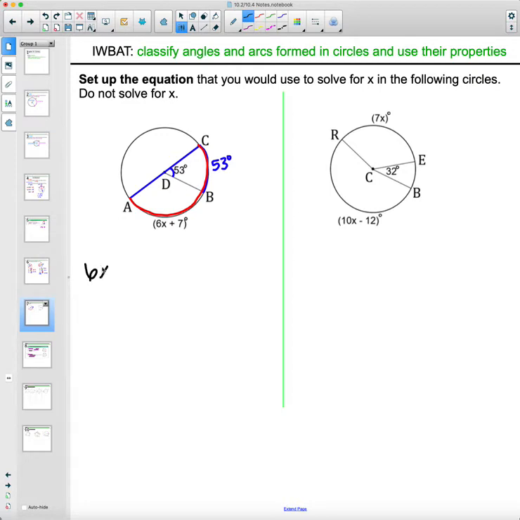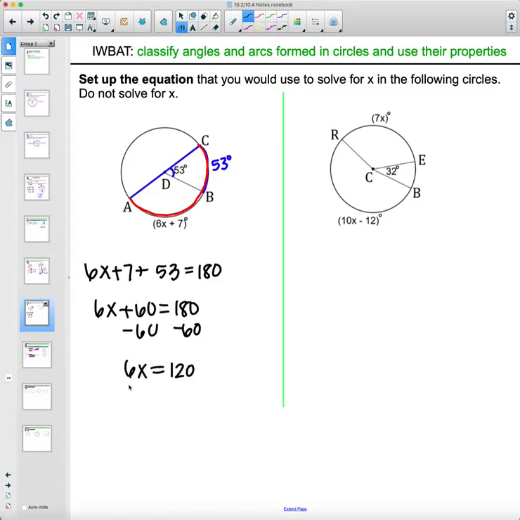Okay, so you've got that arc on the outer edge, that's 180, whoops, or the angle on the interior, this one, as 180. So 6x plus 7 plus 53 equals 180. Combine your like terms, so 6x plus 60 equals 180. Subtract 60. Divide by 6. And you get x equals 20.